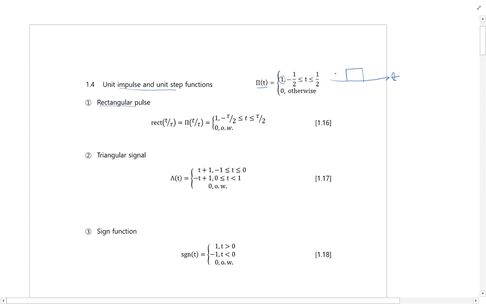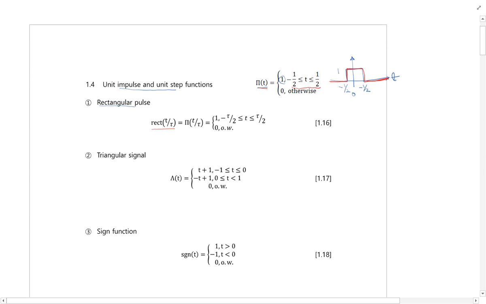This is 1 and this is 0, with minus 0.5 and 0.5 on the time axis. So the signal pattern is given this way: 0, then 1, and then back to 0. Only during the period from minus 0.5 to 0.5 is it positive 1. All the other time is 0. This is a rectangular pulse.